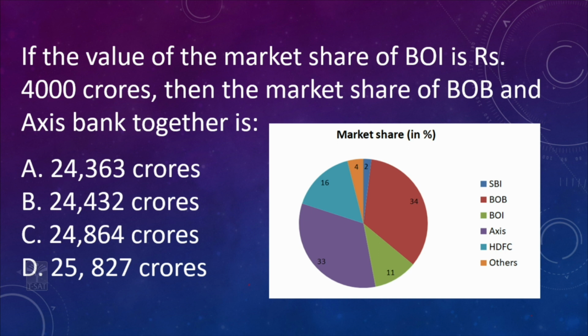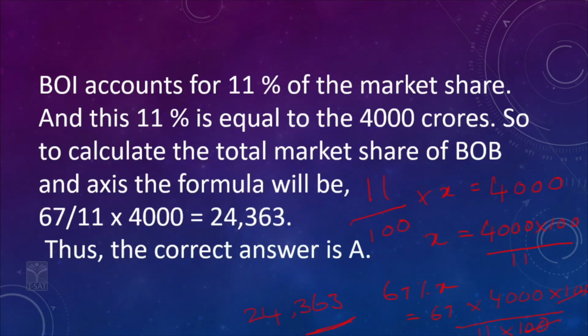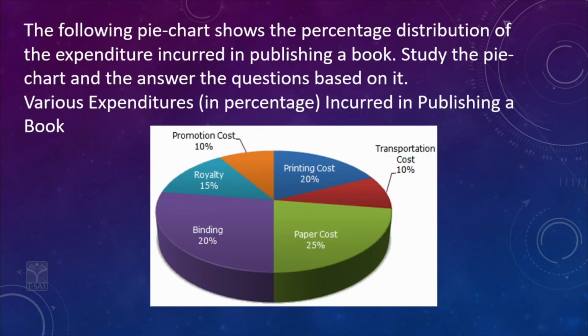So very clear. If you consider this one, 11% will be 4,000 crores, then 33 plus 34, 67% will be how much? That's a simple question. Means 67% will be 24,363 crores. Like you can calculate the answer. Clear? This is very important. Now we will see one more question.